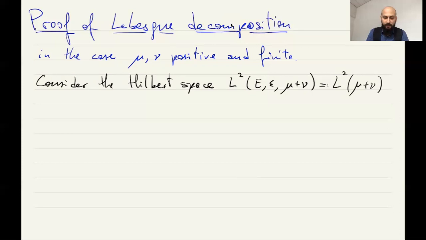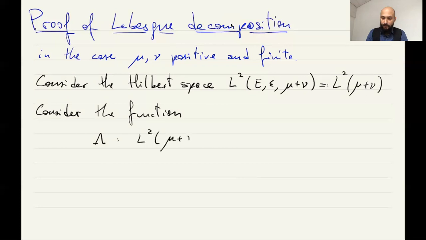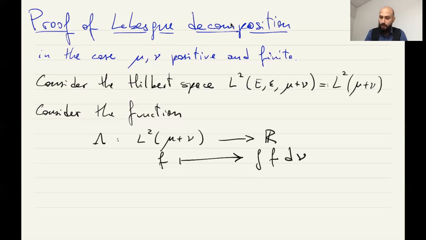And on this space we consider the function lambda that to every function of L2 assigns a real number the following way. It integrates f with respect to nu. And pay attention, there is only nu, not mu plus nu. Okay? So you should not see this as some kind of norm in L2 or some length of L2. This is just a function at the moment. Okay. What's clear is that this is linear.